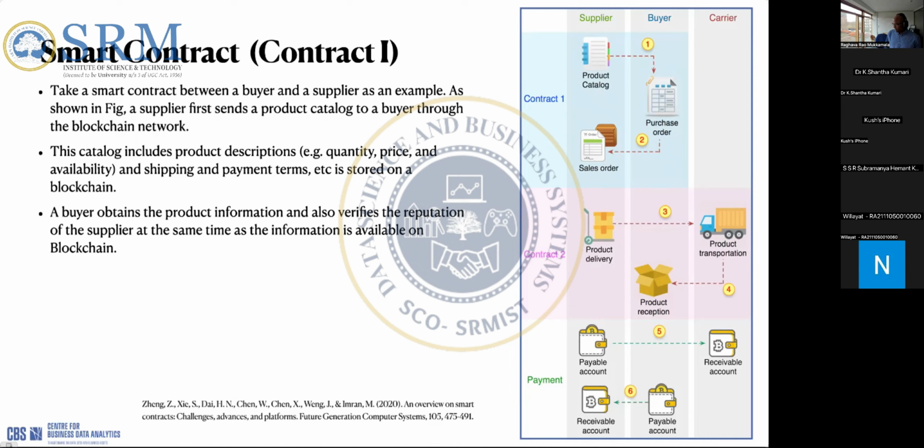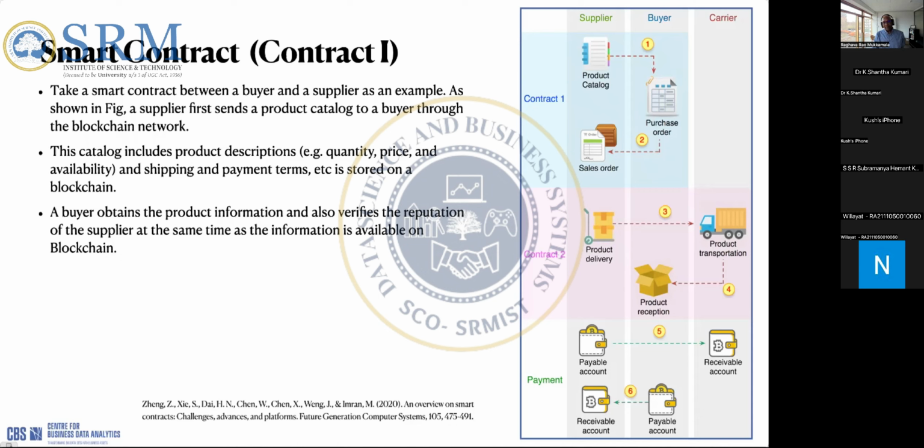And let's imagine that there is a consumer or customer who wants to buy this T-shirt or this product, and then he will go to the blockchain and find the supplier. He can see that this supplier is offering the product which the buyer wants to buy.